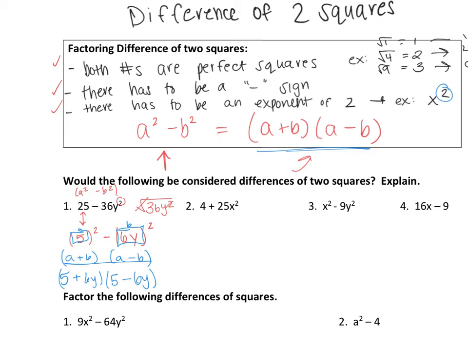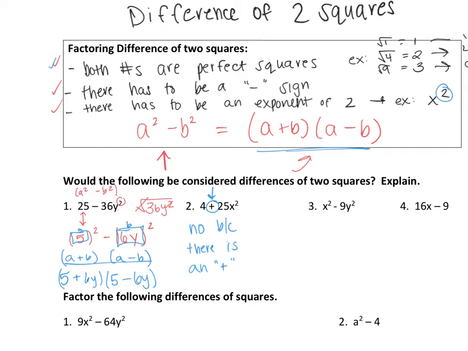So I need to ask myself my first 3 questions. Are 4 and 25 perfect squares? Yes. Is there a subtraction sign? No. So this is not a difference of two squares because there is an addition sign. Okay, so we're not going to solve it because there's a plus sign here. All right. Then I'm going to go ahead and go on to the next one.